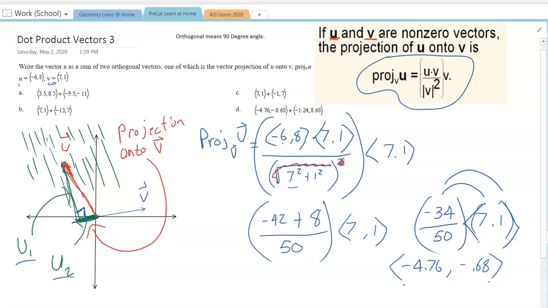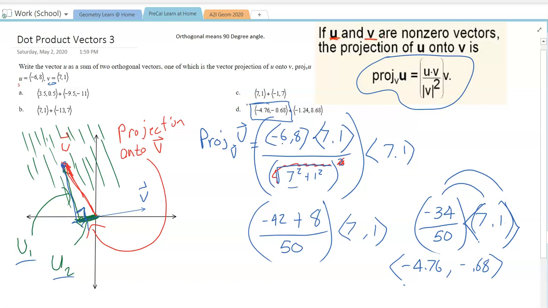So technically we do have our answer right here. What we actually just solved for was just the projection, but because we want to write u as a sum of orthogonal vectors, one of which is the projection, we know that the projection is one of the two vectors that we're using, so it looks like it's going to be answer choice D.